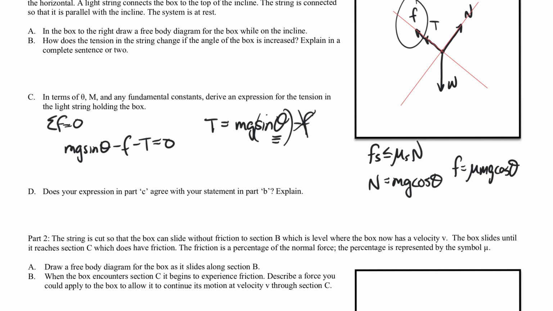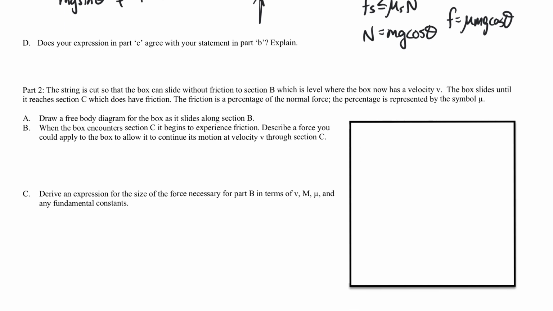Moving right along. Does your expression in part C agree with your statement in part B? Again, I do think you have to speak to the idea that sine gets bigger as the angle gets bigger. All right. The string is cut so that the box can slide without friction to section B, which is level, where the box now has velocity v. The box slides until it reaches section C, which does have friction.